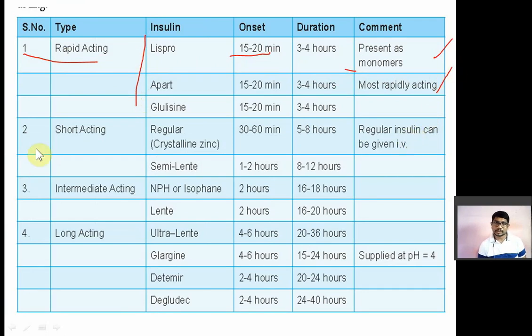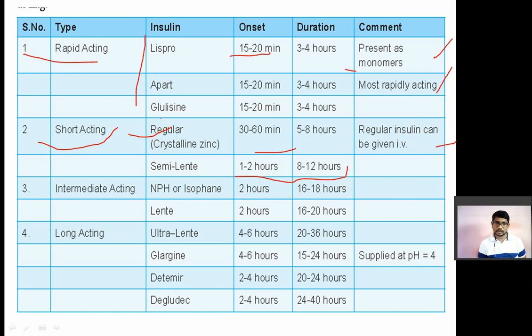Second one is the short acting. Short acting includes regular crystalline zinc insulin and semilente. Regular crystalline zinc insulin has an onset of action of 30 to 60 minutes. Duration of action is 5 to 8 hours. It can be given by intravenous route. Now semilente, the onset of action is 1 to 2 hours. Duration is 8 to 12 hours.